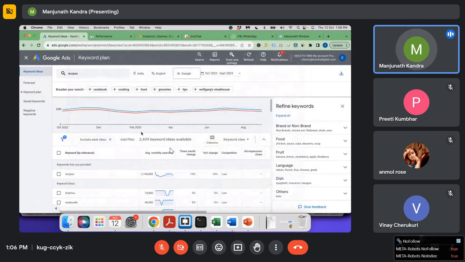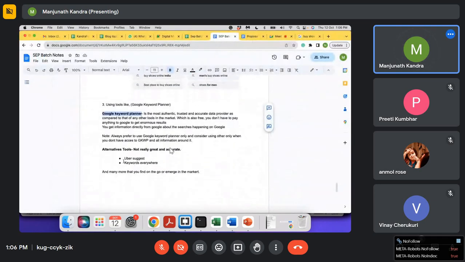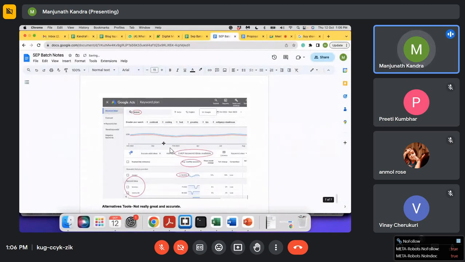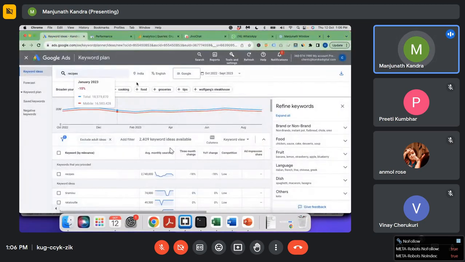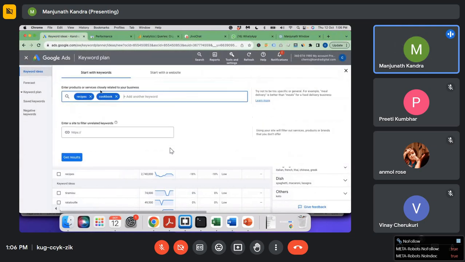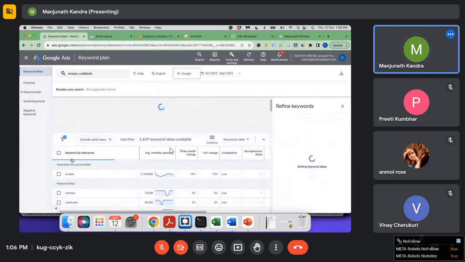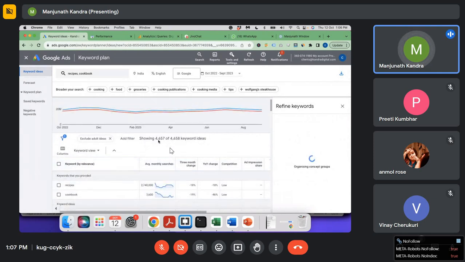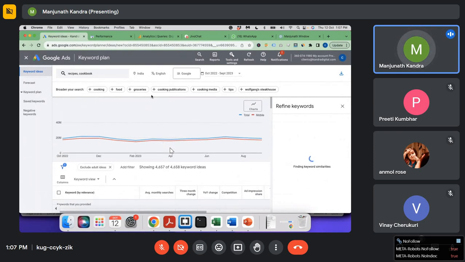You know what happens when you input 10 variations? It would give you several thousands or lakhs of keywords. Let's try doing that. I'll just click on cookbook, get results. So this 2,400 will change. It has gone to 4,657 keywords.